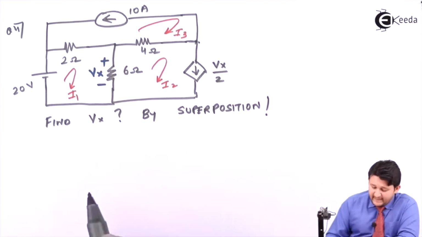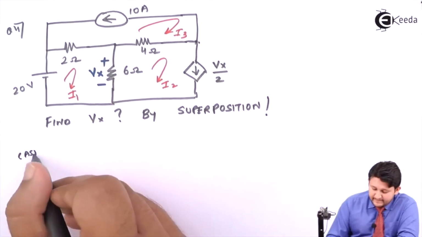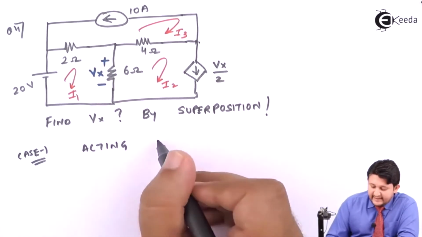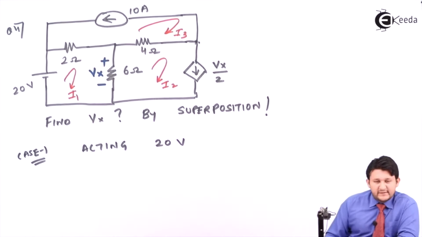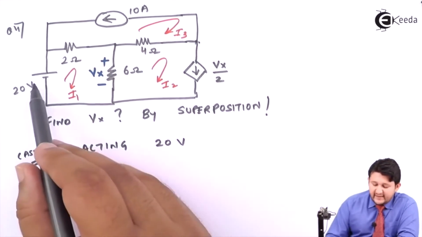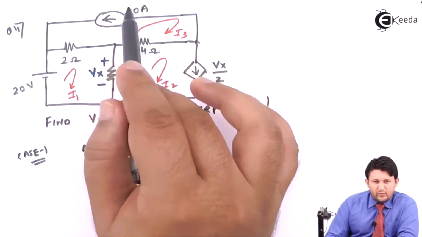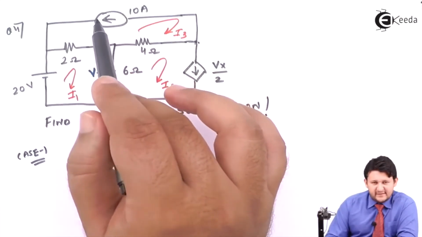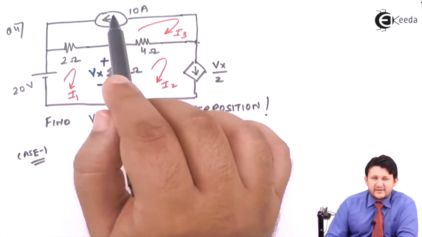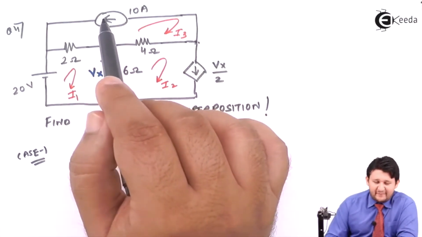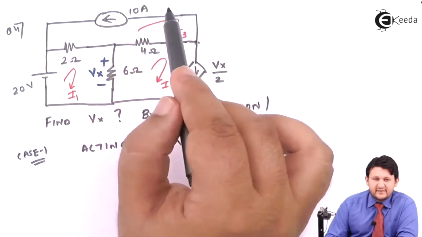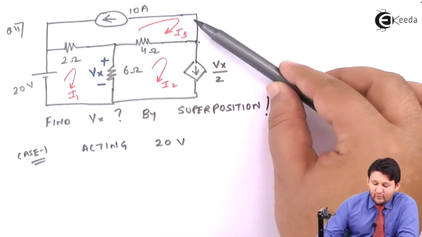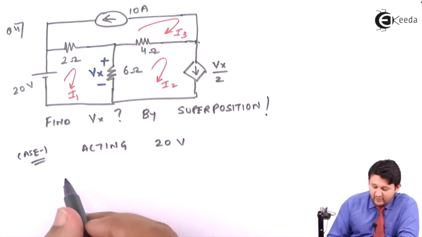So let's do it. In case 1, 20 volts is acting. If 20 volts is acting, the 10 ampere source should be removed. If I need to remove the 10 ampere source, it has to be replaced by its internal resistance. The current source internal resistance is infinite, that means I need to open circuit this current source. If I open circuit it, both branches will be removed. So your circuit will look like this.